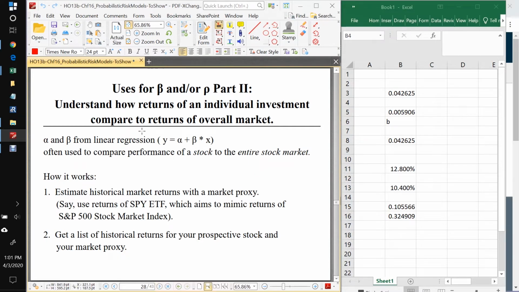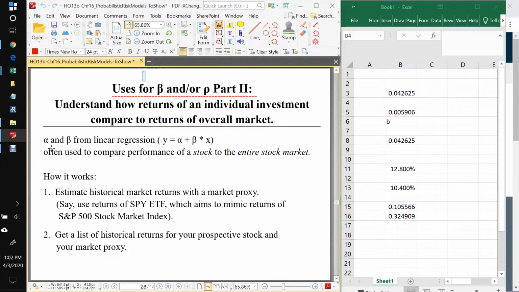Okay, so here's part two of our uses for beta and rho. So we've looked at how to use them to help build diversified portfolios, particularly rho, because we could do that mathematically fairly easily. But now we want to see how these things are used to understand the returns of an individual investment relative to its overall market. So something like, how's Tesla performing compared to the S&P 500?